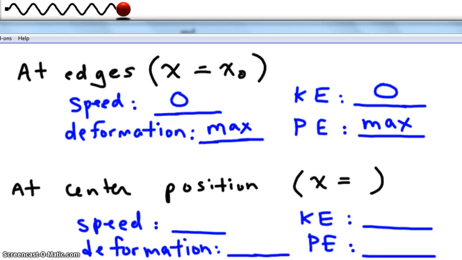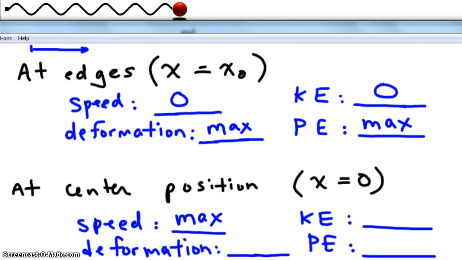What about at the center position? The center position is where we have 0 displacement. At the center, you may know the speed is at a max. And here's why. Imagine that we're at the left edge and we're moving over toward the center position, which is maybe about right here. As we move from the left edge over, we speed up. When we get to the center, we have been accelerating the whole way from the left edge.